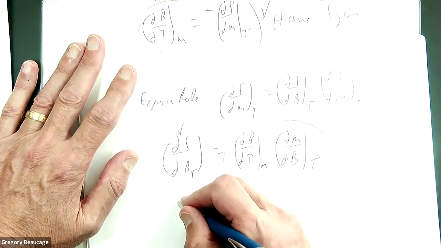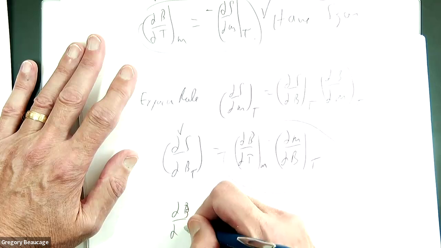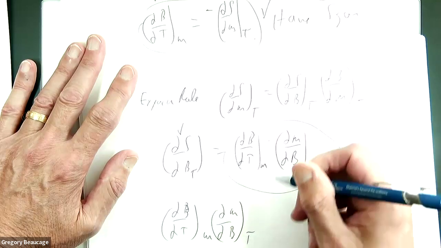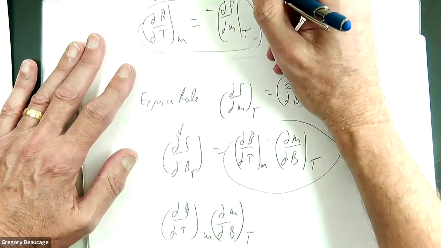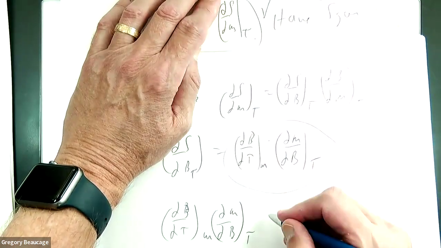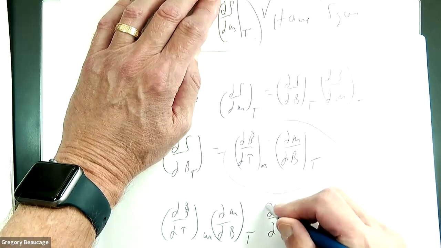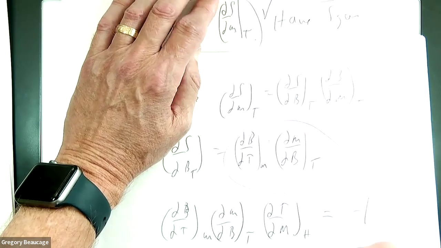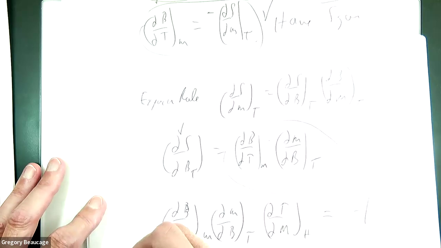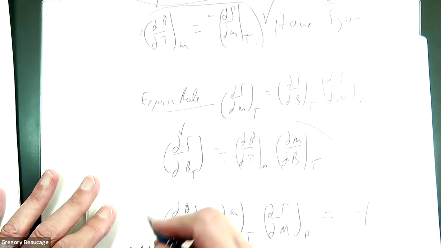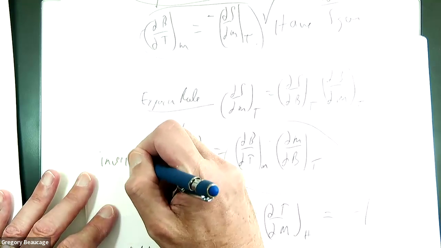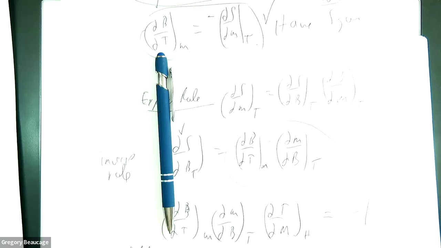So I can say dB/dt at constant m, dm/dB at constant t, and then I wanted that to equal this, dm/dt at constant h. So I flip that over: dt/dm at constant h equals, it should equal 1, but it actually equals -1 because this is a triple product rule. So I use the expansion rule, and I use the triple product rule, and I use the inverse rule, which are all in our rules book here.